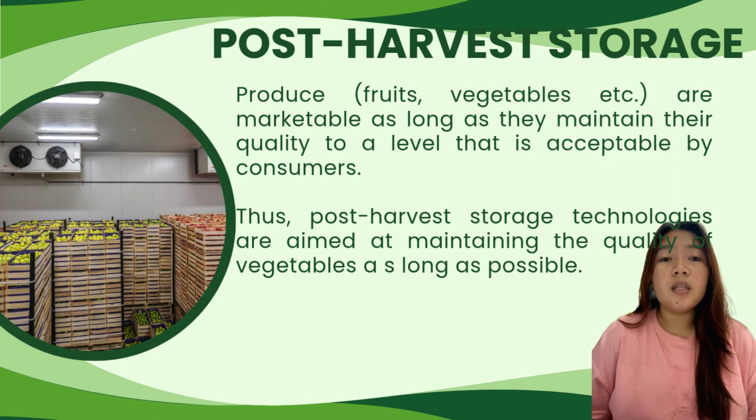Good day, everyone. I am JANNIEN, and today we're going to discuss a critical stage in the agricultural supply chain, post-harvest storage. Looking at our image in our presentation, we see crates of produce stored in a controlled environment. Our main goal here is simple: to keep fruits and vegetables marketable. But what does marketable really mean? It means maintaining quality, the color, the crunch, and the nutrients at a level that consumers will actually pay for.